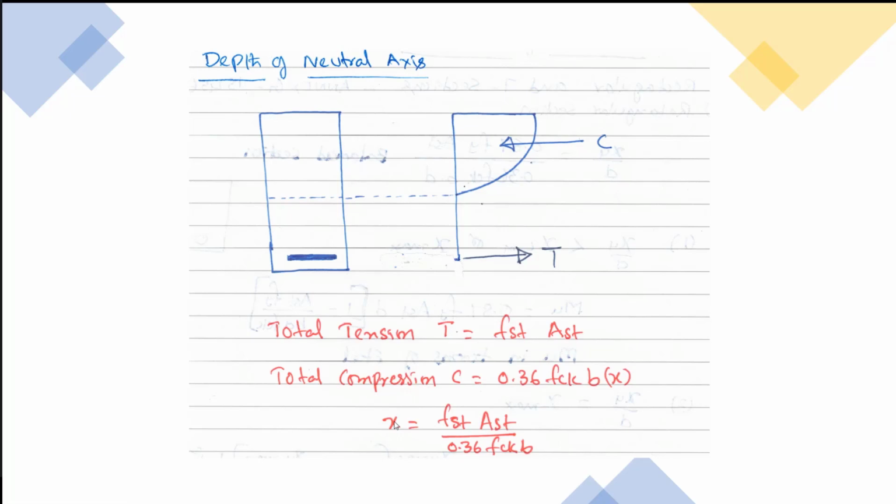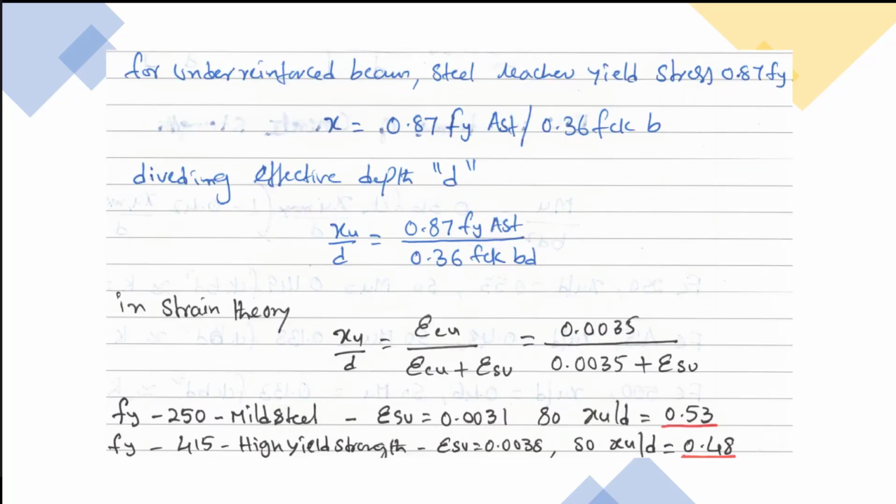So in this fashion, we are able to find out the tensile capacity and compression capacity of the cross section. Now, for under-reinforced beams, steel reaches the yield stress at 0.87 Fy. X equals 0.87 Fy Ast by 0.36 fck b, where x is the neutral axis depth. If you divide by d on both sides, you get Xu by d equals 0.87 Fy Ast divided by 0.36 fck bd.